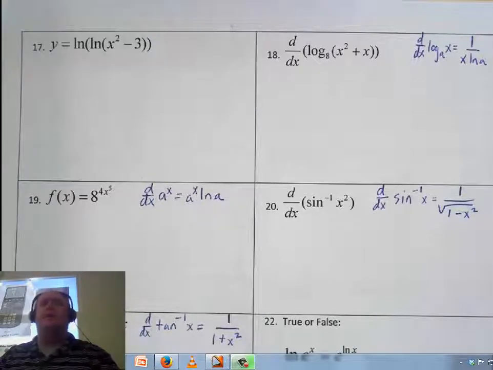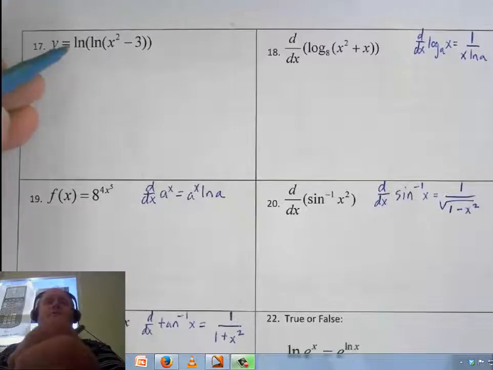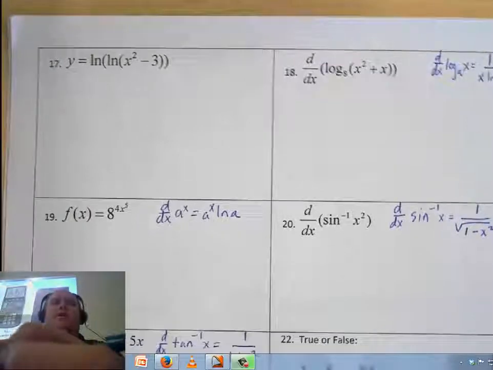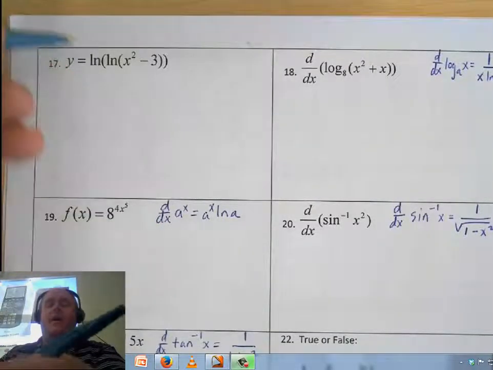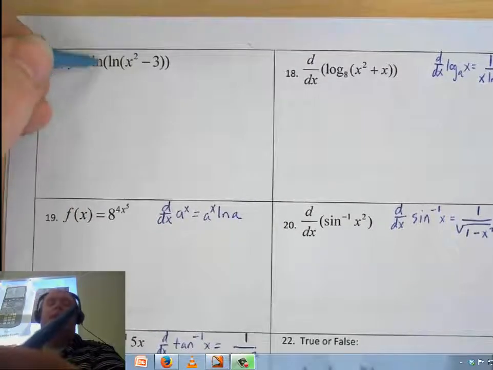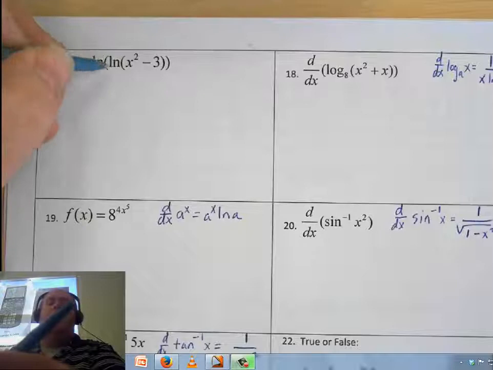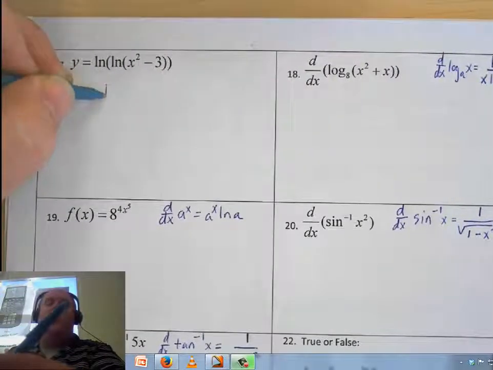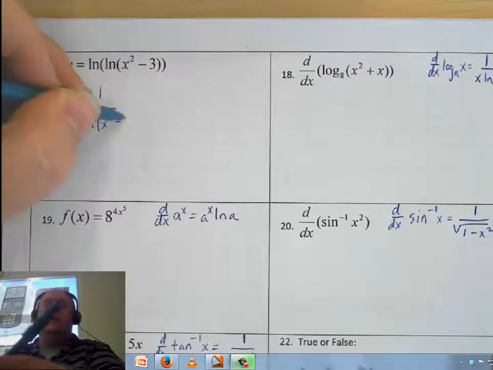Number 17 says we want to take the derivative of natural log of x squared minus 3. So the derivative of natural log is just to put whatever you're taking natural log of on the bottom, and then its derivative on top. So in this case, we have to work our way kind of in. So the derivative is 1 over natural log of x squared minus 3.